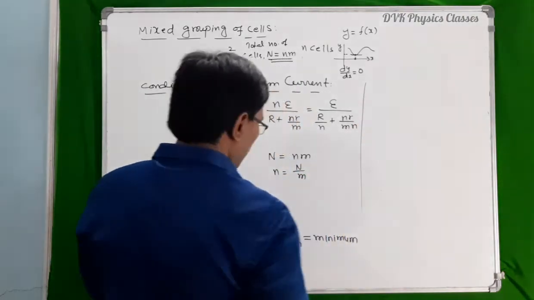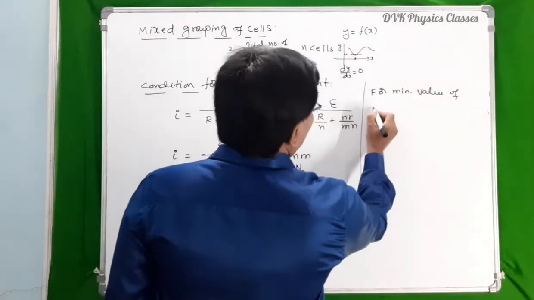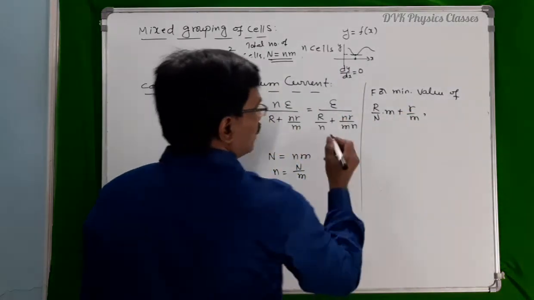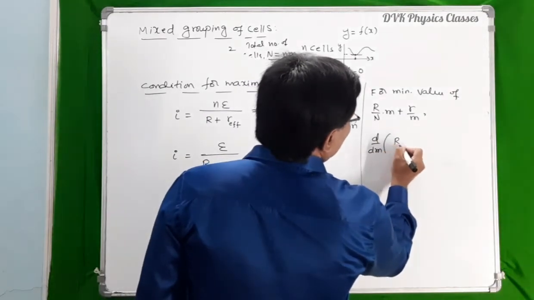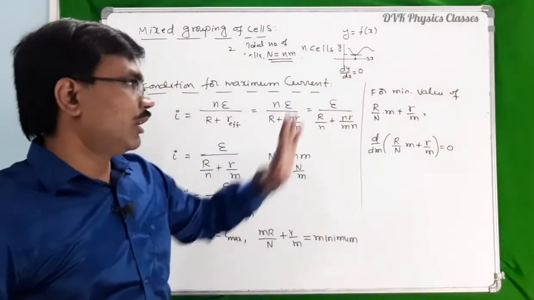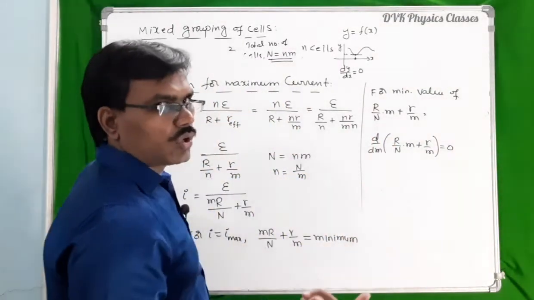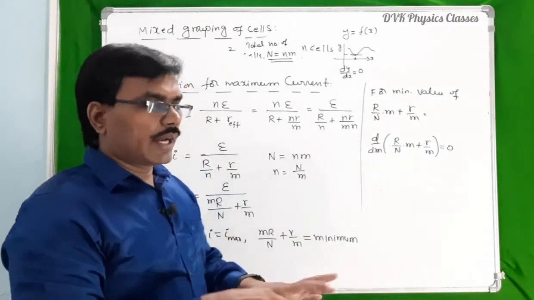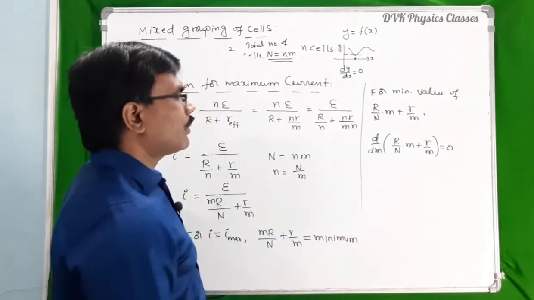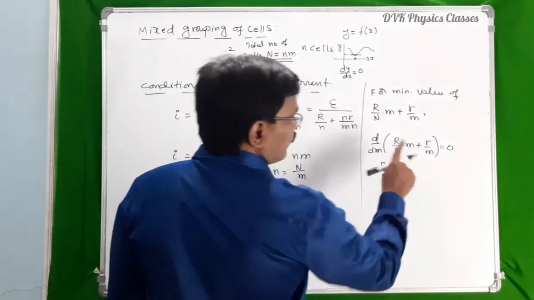So for the minimum value of this term, R by capital N into m plus R by m, d by dm means the derivative of this term with respect to m must be equal to 0, according to that condition of minimum of a function at a given x value. Here the external resistor value is not changing, it is fixed, because the whole combination is connected to a fixed external resistor. Therefore R is constant, and in that grouping the total number of cells is also fixed. So R by N is constant, and d by dm of m is 1. Therefore it is R by N, because d by dx of x is 1.